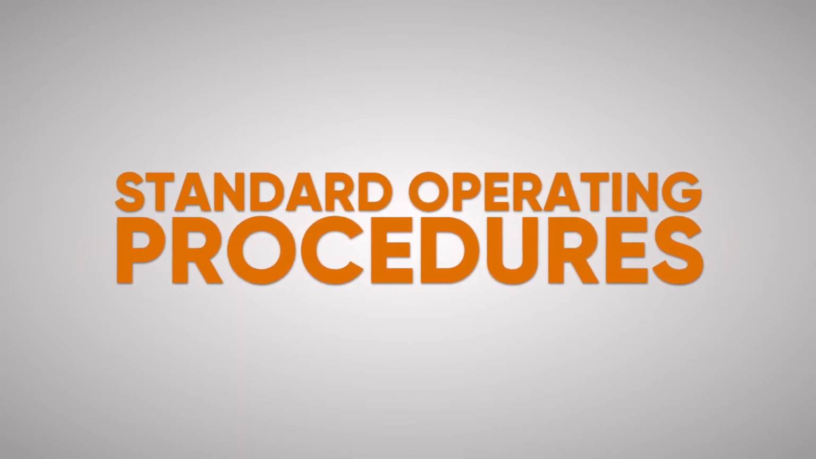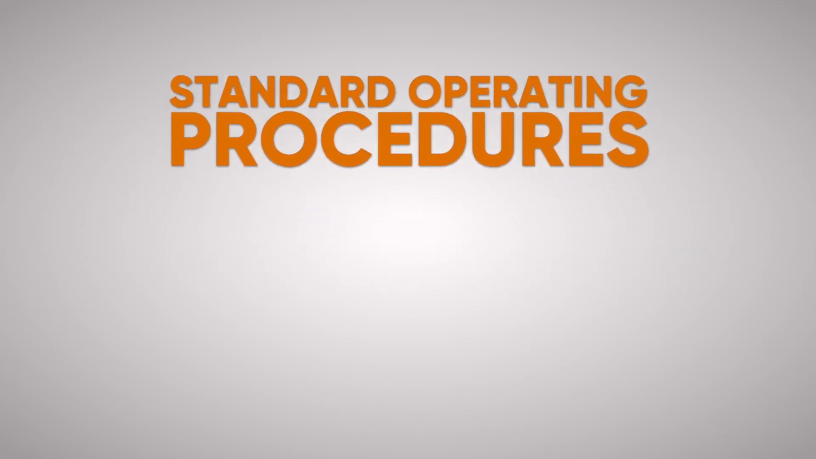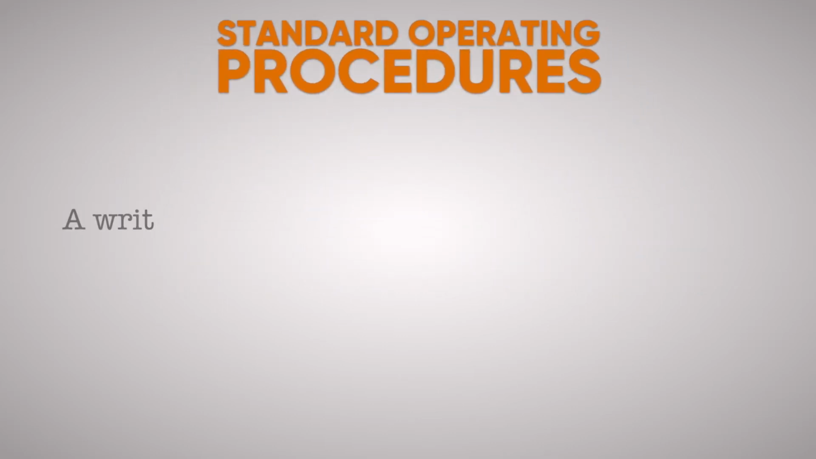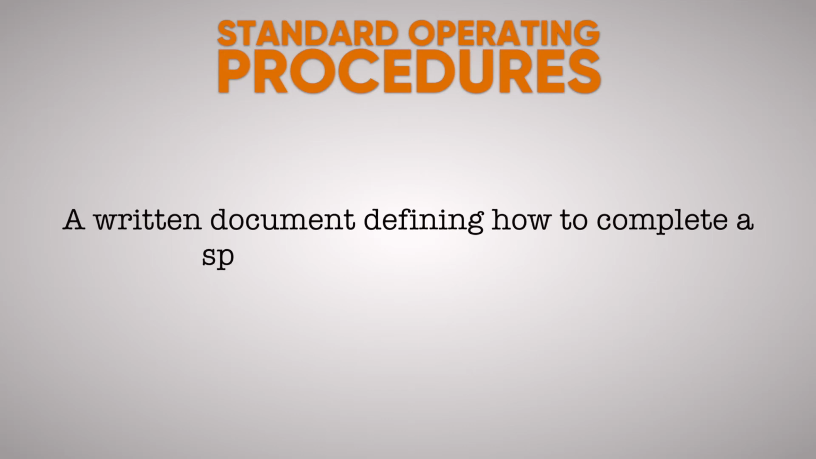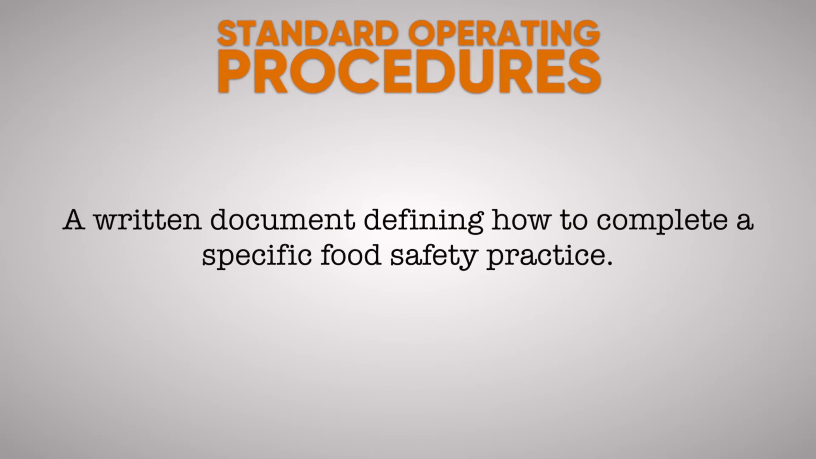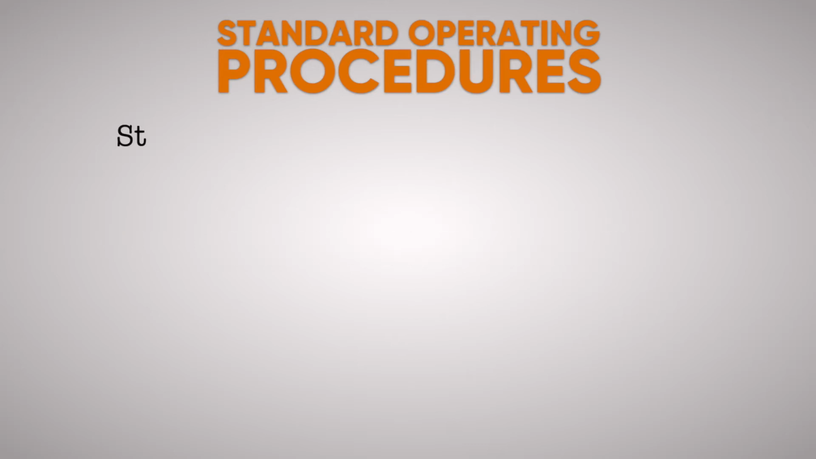Standard Operating Procedures. A Standard Operating Procedure is a written document defining how to complete a specific food safety practice. This can help growers implement GAP and ensure that practices are done properly. It is best to keep it simple and clearly written.